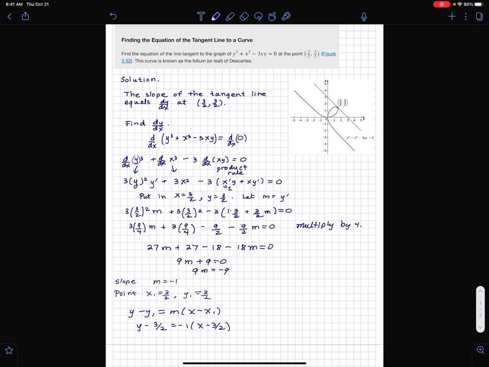All right, so this makes y minus 3/2 equals negative x plus 3/2. So y equals negative x plus 3/2 plus 3/2. So 3/2 plus 3/2 is 6/2, which makes 3. So y equals negative x plus 3, and that's the equation of the tangent line.